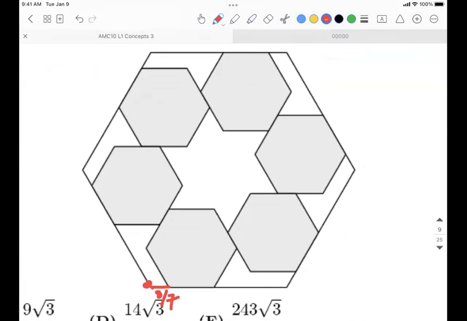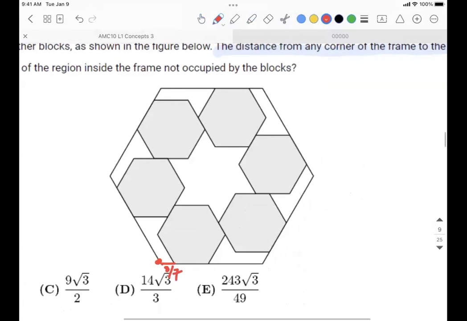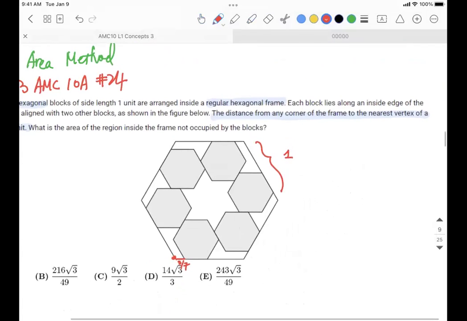Let's have a look at it. How are we going to deal with this, right? I need to find out the area of the white part. What does the question give me? The big frame, the length is what? Oh, sorry, like the smaller block is what, right?